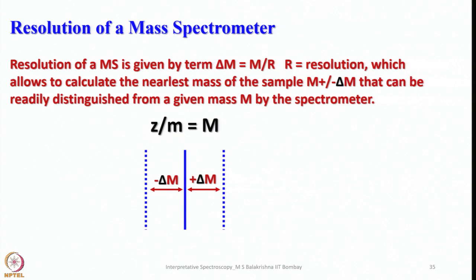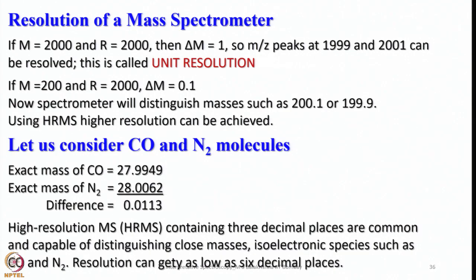Now let's look into the resolution of a mass spectrometer. The resolution of mass spectrometry is given by the term delta M equals M by R. R is the resolution, which allows us to calculate the nearest mass of the sample, that is M plus or minus delta M, that can be readily distinguished from a given mass by the spectrometer. To get more insight, let's look into an example here.